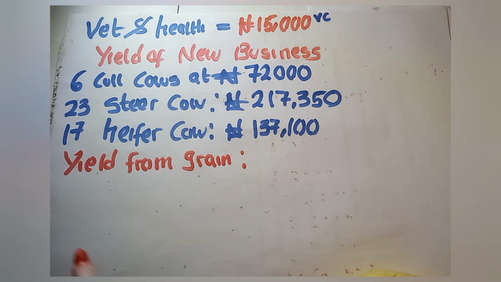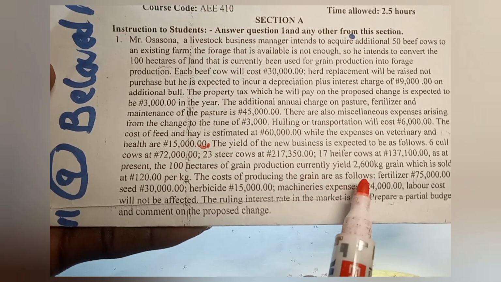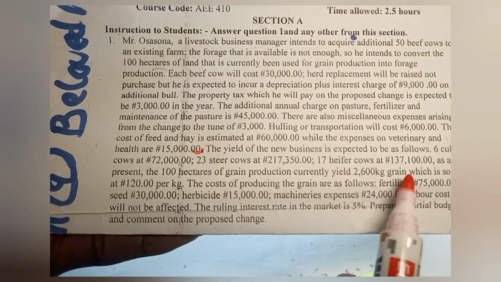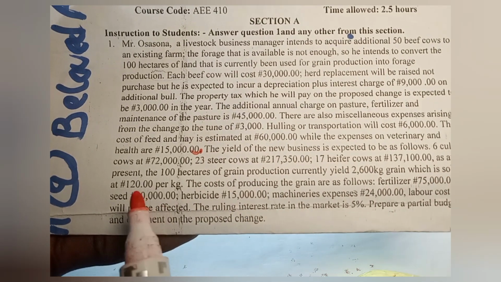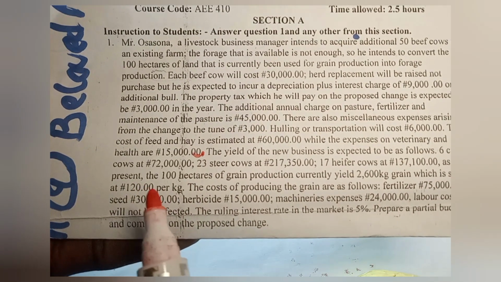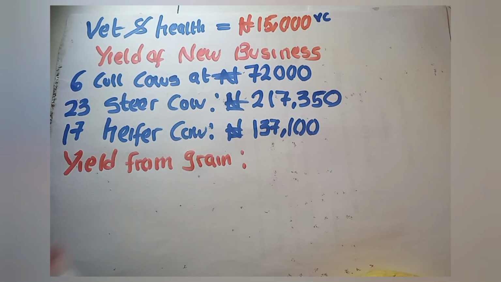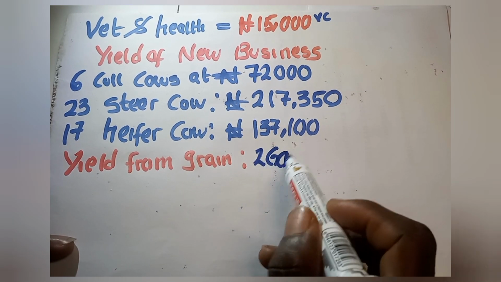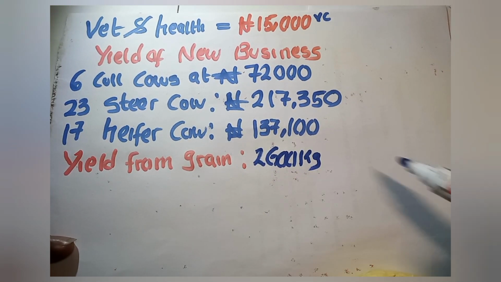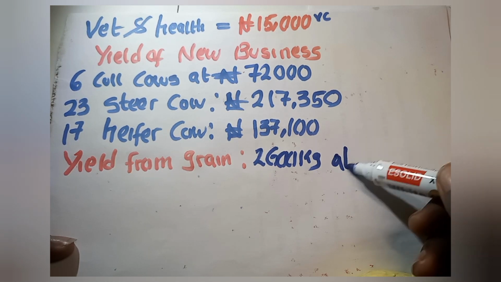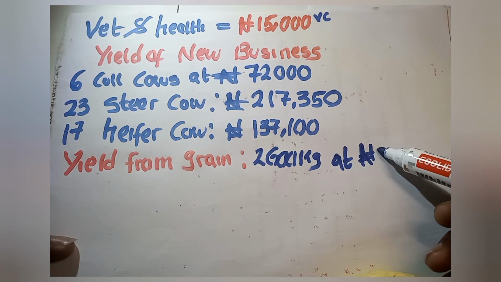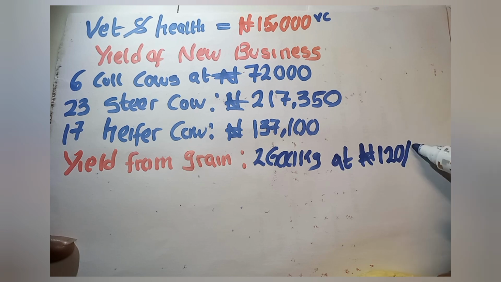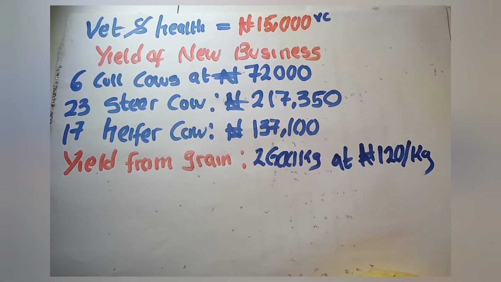That is the first yield now, 2,600 kilogram, and each kilogram is sold at 120 naira per kilogram. So the yield from grain is 2,600 kilogram, sold at 120 naira per kilogram. That's the selling price of each kilogram.